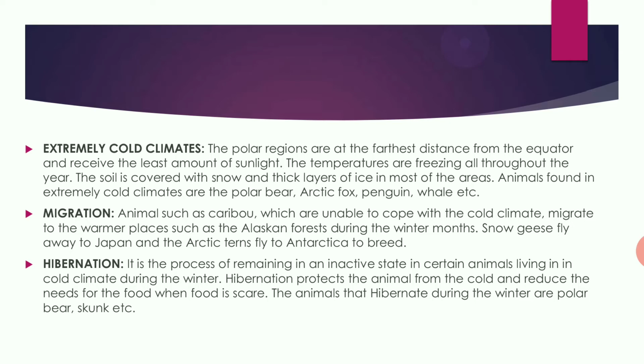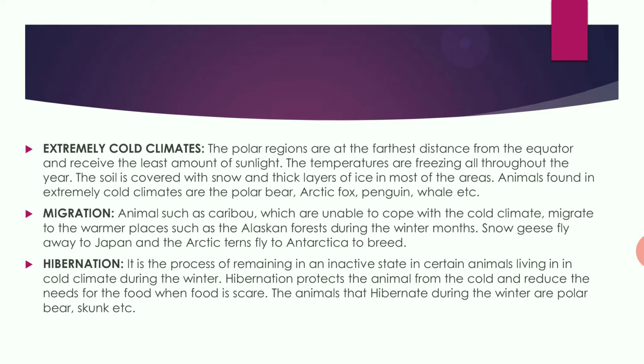Next, migration. Animals such as caribou, which are able to cope with the cold climate, migrate to warmer places such as Alaskan forest during the winter months. Snow geese fly away to Japan, and Arctic tern fly away to Antarctica to breed. Many of the animals from the cold polar region can go to a warmer place either for breeding or so that they can live in the warmer place. Okay, this is called migration.